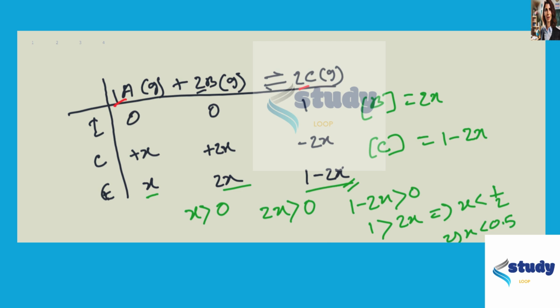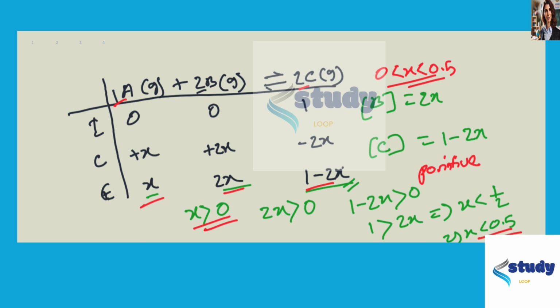So from all these three values you can see that X must be greater than 0 and less than 0.5 for all three concentrations to be positive. If we write them all together, we can write 0 is less than X is less than 0.5. So this is the limitation on the values of X for all the concentrations to be positive.